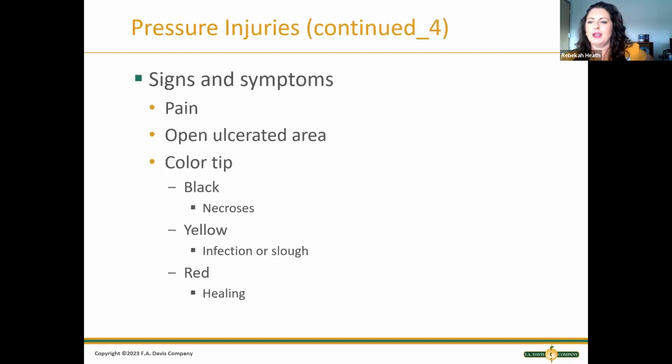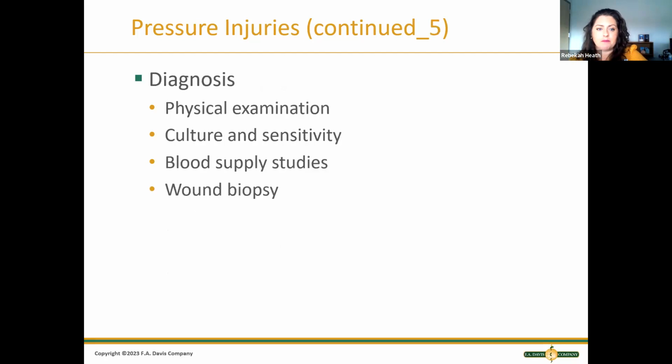Okay, moving on. So signs and symptoms of pressure injuries. Well, first of all, there's probably going to be pain, unless we're looking at a neuropathy in the foot or somewhere else. You're probably going to have an open ulcerated area, depending on the stage. And then there's going to be some colors that are involved. Black usually means necrosis, and we have some pictures I'm going to show later. Yellow usually means infection, perhaps slough. And then red usually means healing, which is nice.